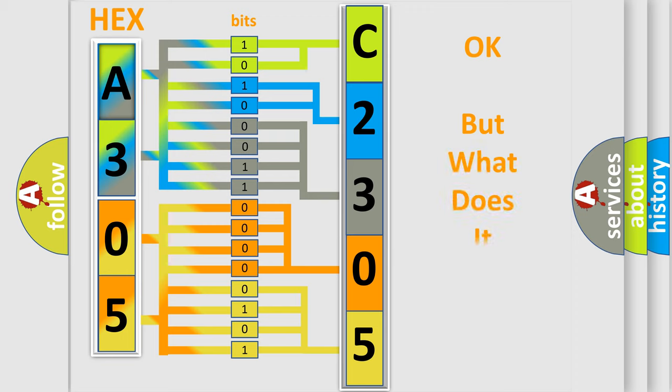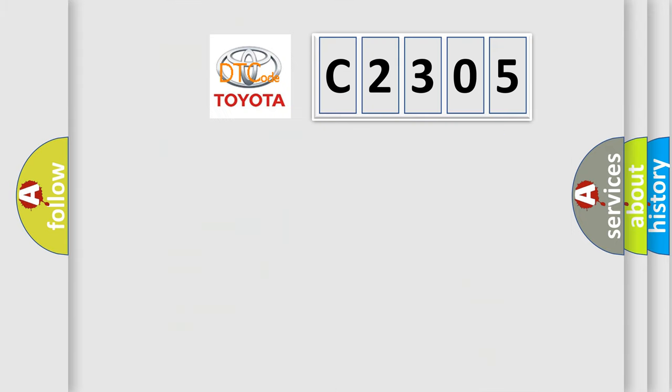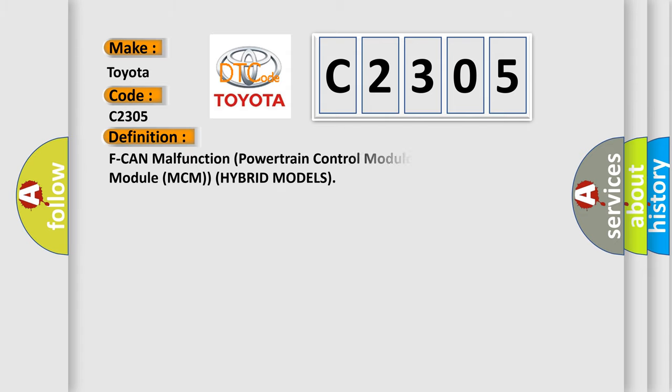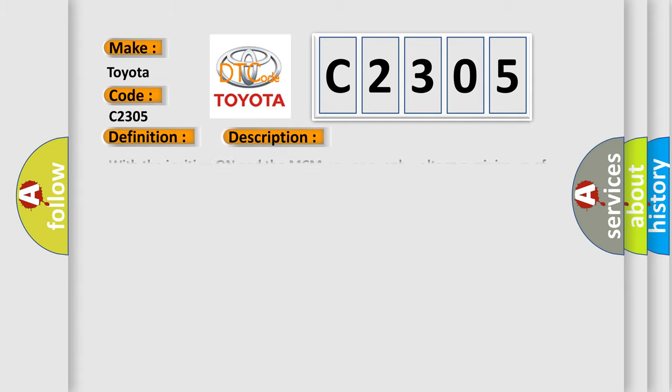The number itself does not make sense to us if we cannot assign information about what it actually expresses. So, what does the diagnostic trouble code C2305 interpret specifically for Toyota car manufacturers? The basic definition is EFCON malfunction, powertrain control module PCM, motor control module MCM, hybrid models. And now this is a short description of this DTC code.